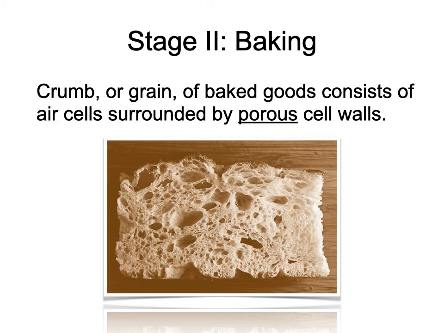So let's start off with the baking process. The crumb or grain of a baked good consists of air cells surrounded by porous cell walls. You can see it in the photograph here, all the little cells. All of them are porous, they contain air, but they also contain moisture, and that moisture will migrate through the product as it's baked. Everything is starting to change when it gets into a warm environment. All those ingredients are going to start playing in concert, very much like an orchestra. You've got all these different instruments, all these different players, and they all have a part to play. And if one is missing, it's noticeable.